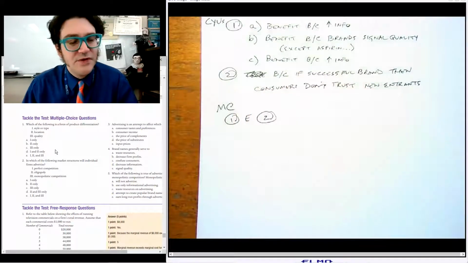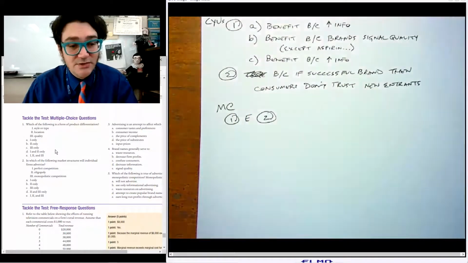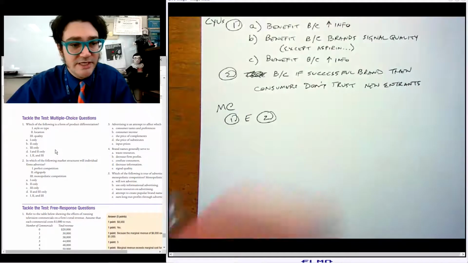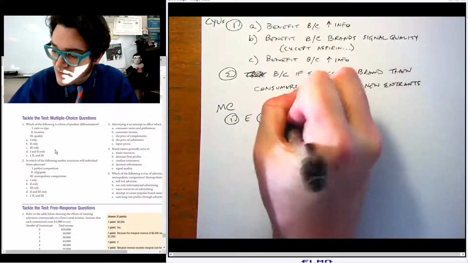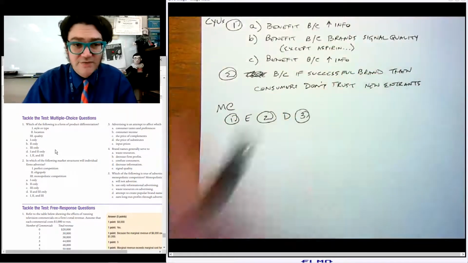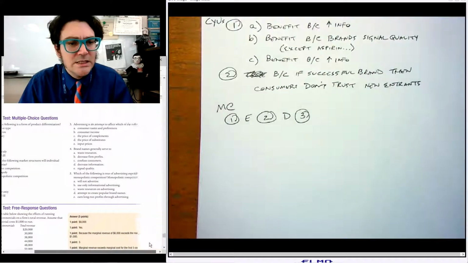Number two, which of the following market structures will they advertise? They do it in oligopolies and monopolistic competition. So that's 2 and 3, D. They don't do it in perfect competition because they all have identical products and people know that.